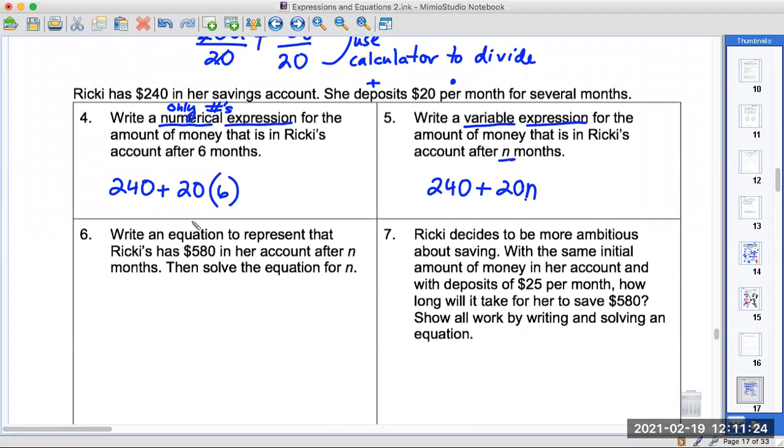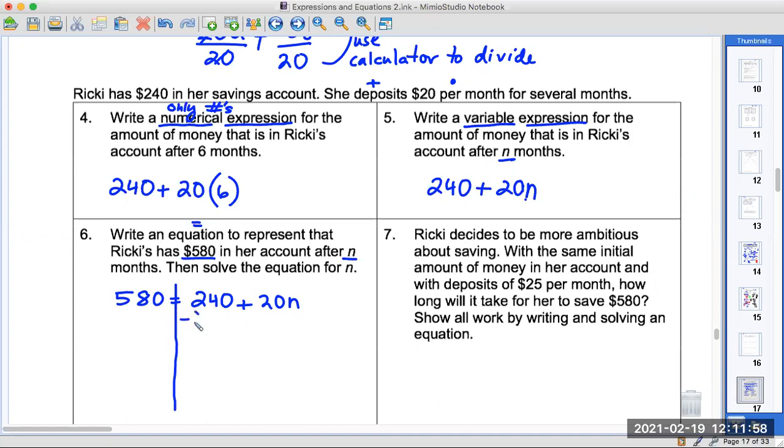Write an equation. Remember, equations have an equal sign and something on both sides of the equal sign to represent that Ricky has $580 in her account after n months, then solve. Okay, so she has $580. I want to know how many months. She started out with 240 and she adds $20 for each month. So now we can solve.